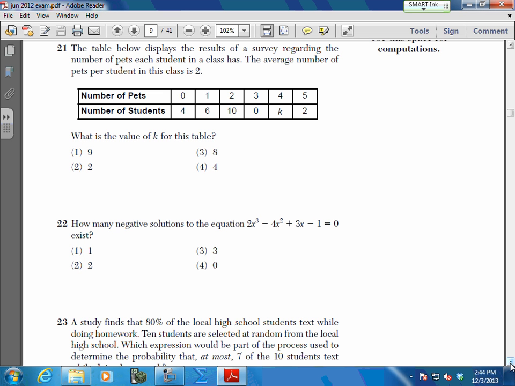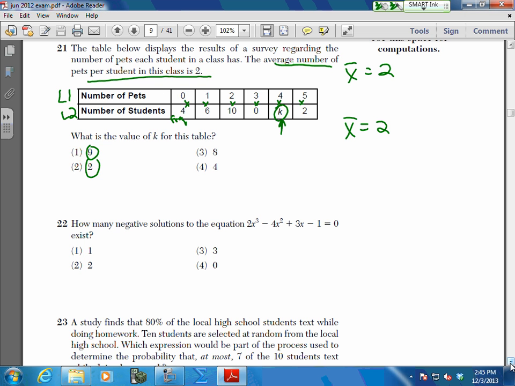Number 21 is asking you to find the value of k. And it tells you that the average of this is 2. There are two ways to do this. One is to use L1, L2, and substitute each one of these in for k until you find the mean of 2. That's the easiest way. The correct way is to use your rule. Because this is a frequency, you're going to have to multiply these guys, and then you're going to add them all up and divide by how many there are.